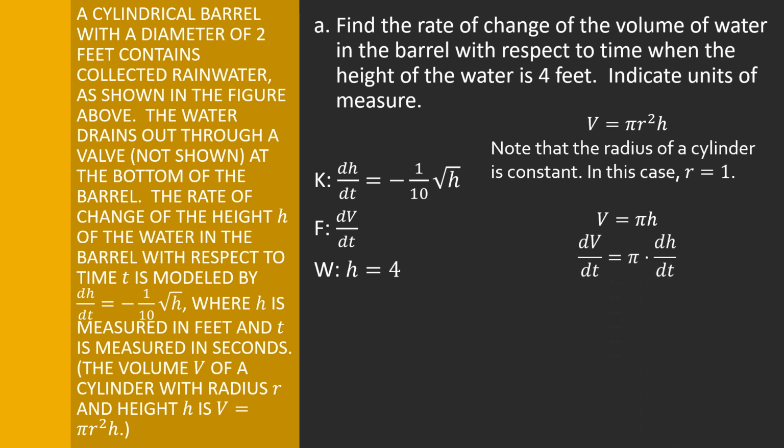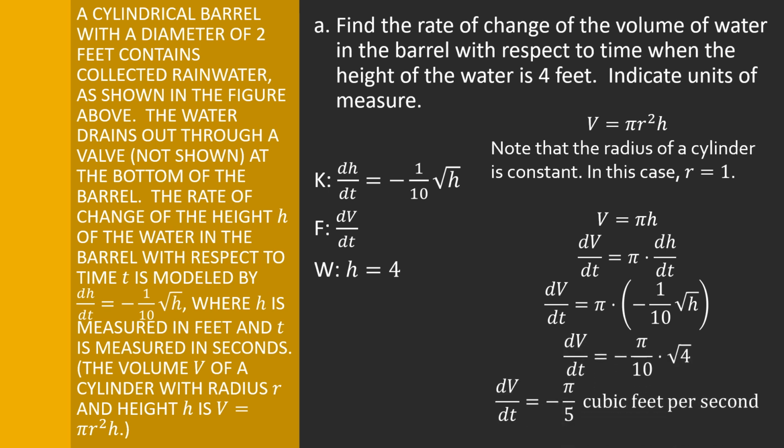From here, I'm going to go ahead and take my derivative, making sure I do dV/dt, dh/dt every time I take a derivative of one of those values. I'm going to plug in what I know, and then I'm going to simplify it out. And when I simplify this out, I get -pi/5 cubic feet per second. Make sure that you understand it's cubic feet because it's volume, per second because it's per time. They did ask for units, so you want to make sure you have your units on this problem.